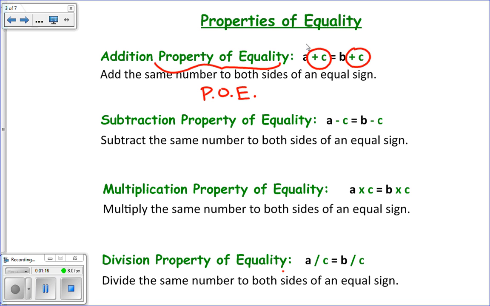Okay? The subtraction property of equality is a similar idea that I can subtract the same number from both sides of an equation and it will stay equal. Okay, I'm just giving you the name, subtraction property of equality. And the multiplication property of equality, that I can multiply the same number to both sides of an equation and it will stay equal. And the division property of equality, where I can divide both sides of the equation by the same number and it will stay equal. Okay, just giving you some names.